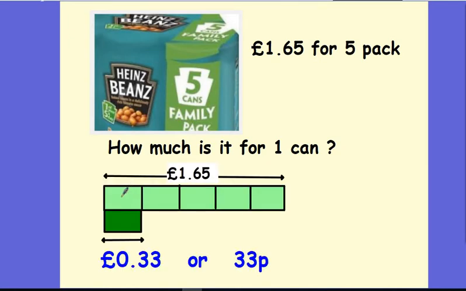And here's the answer. It was £1.65 for 5, so each one of those will be worth 33p, because if I've got 33 plus 33 plus 33 plus 33 plus 33, I get £1.65. So we've divided it by 5.